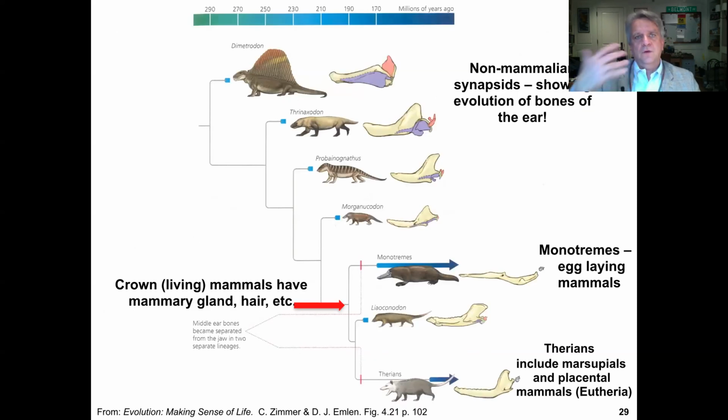Now, what is really interesting in terms of what these mammal-like reptiles provide is they show a really great transition of how bones in the lower jaw of reptiles and the non-mammalian synapsids become modified to become the inner ear bones that indeed define mammals, or one of the traits that define mammals.